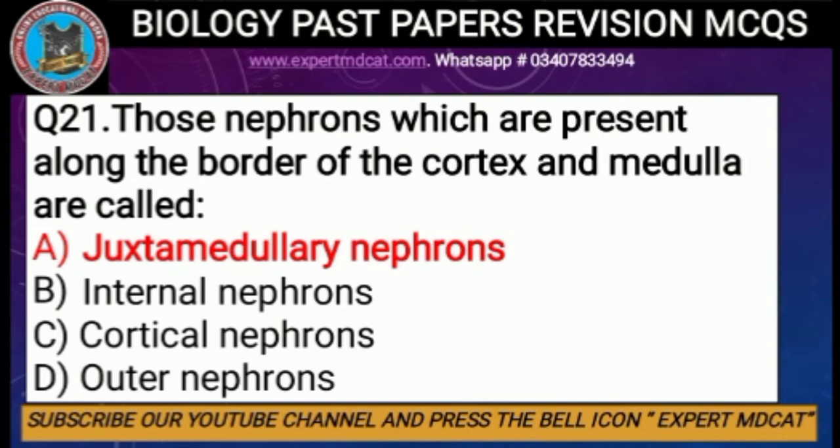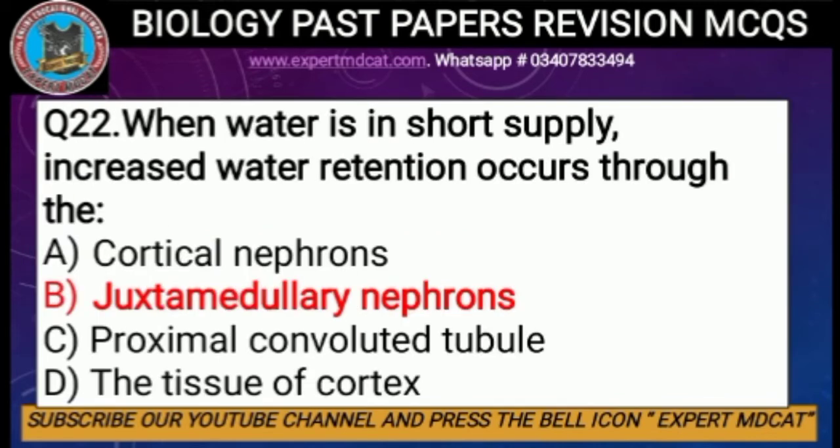Question number 22 is, when water is in short supply, increased water retention occurs through the. Options are: cortical nephrons, juxtamedullary nephrons, proximal convoluted tubule, and the tissue of the cortex. Here the correct option is B, that is juxtamedullary nephrons. They are present along the border of the cortex and medulla, and are responsible for concentrated urine. And see, if there is less water, more ADH will mean more reabsorption of water, which results in more concentrated urine. So the correct option is B, the juxtamedullary nephrons.